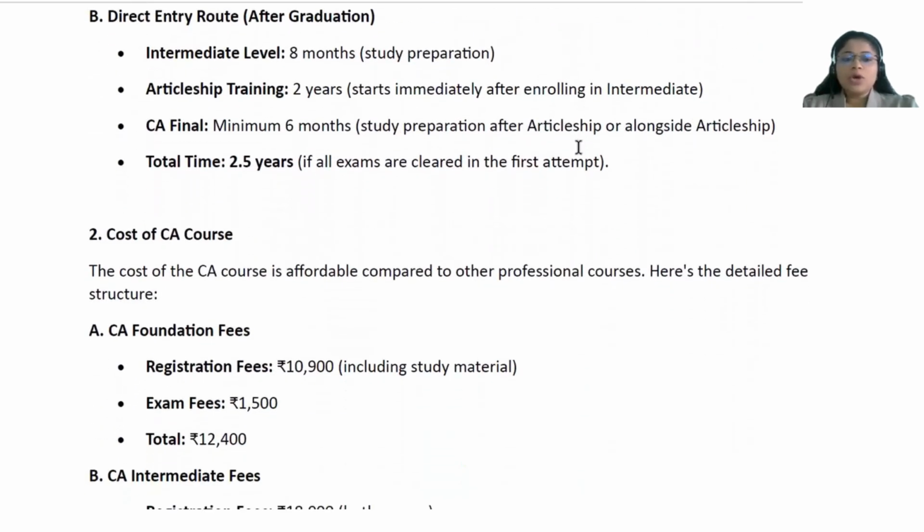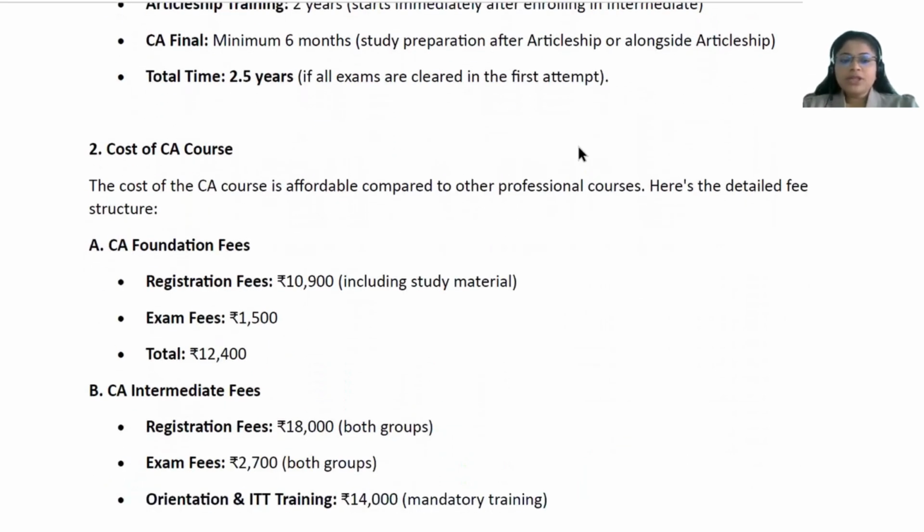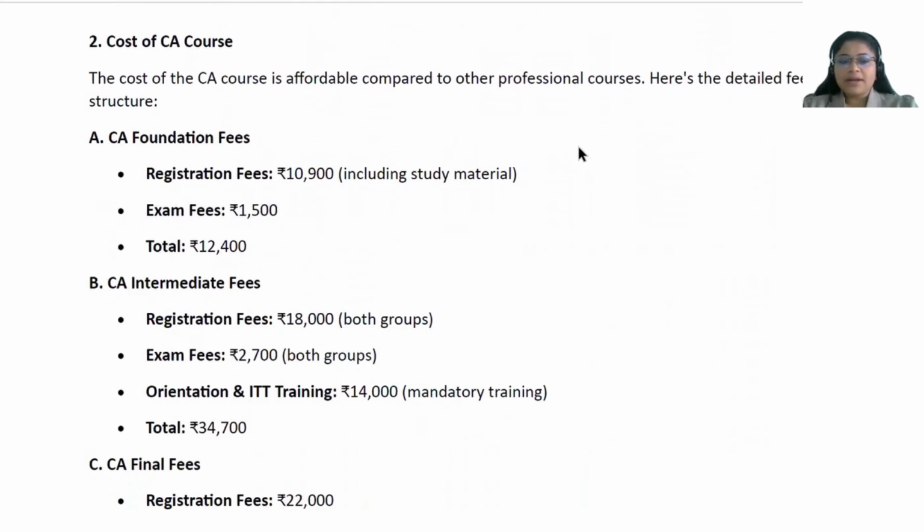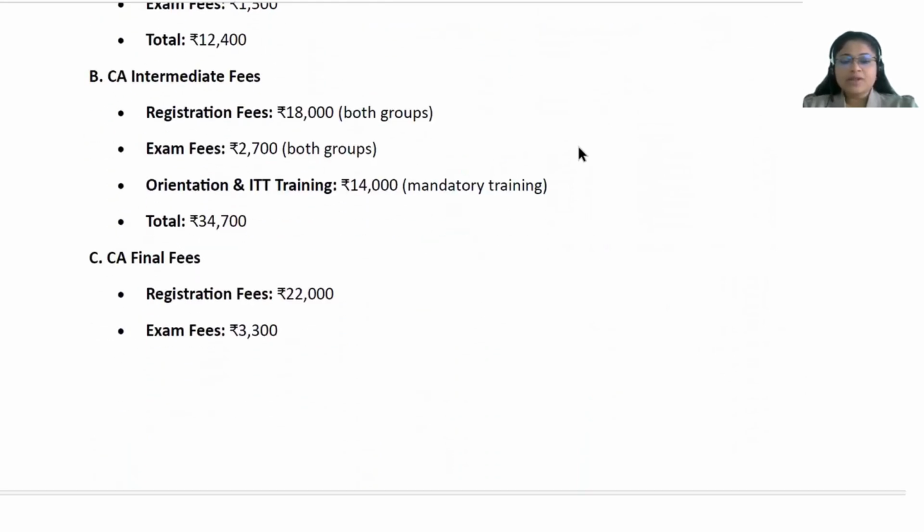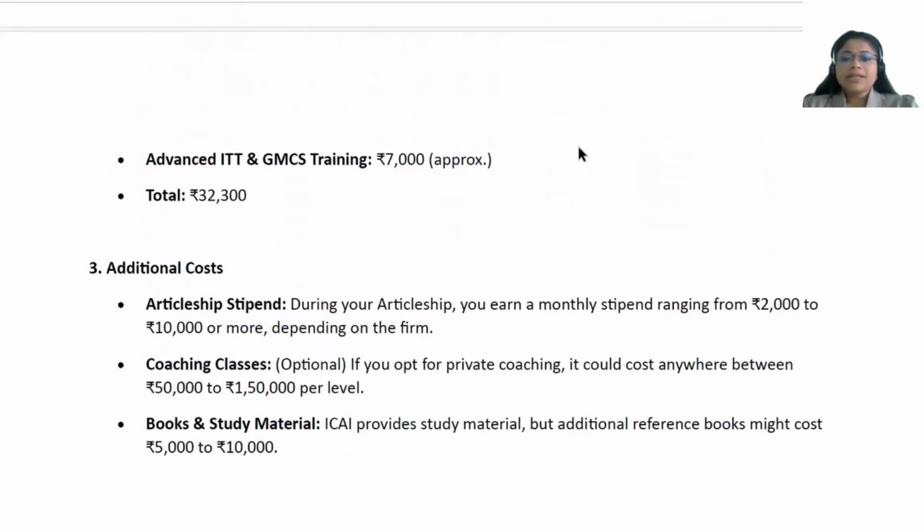So let us also know the cost of the course. The cost of the course is most affordable compared to other professional courses in India. CA Foundation you can clear with around 12,500, intermediate with 35,000, and final with around 32 to 33,000. And these costs are excluding the private coaching classes, as private coaching classes vary in price on each level and class to class. Other than this, you have to spend on your books and study material.